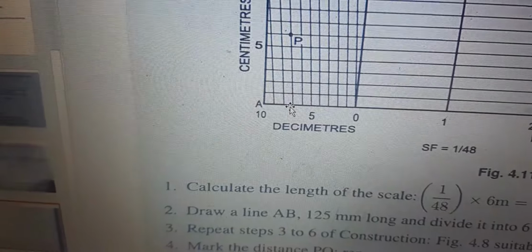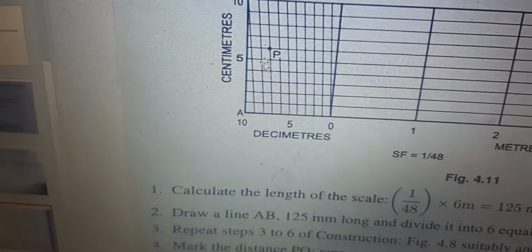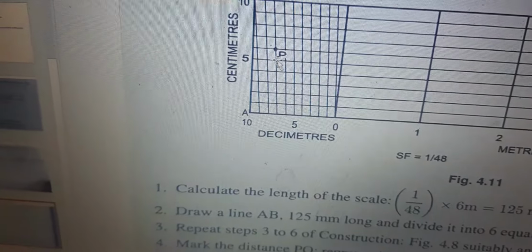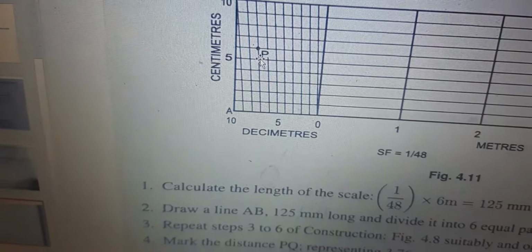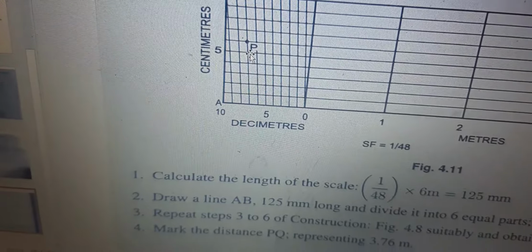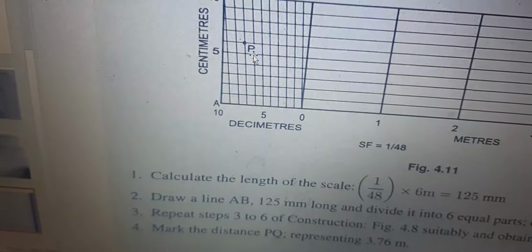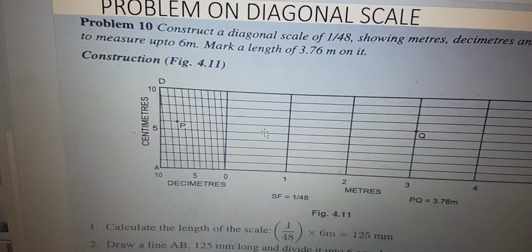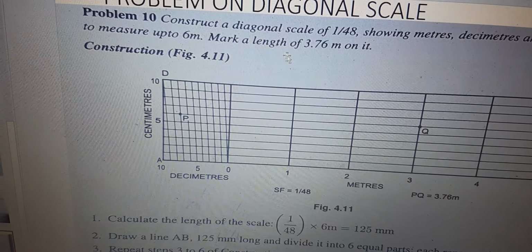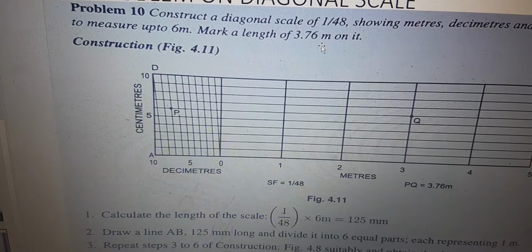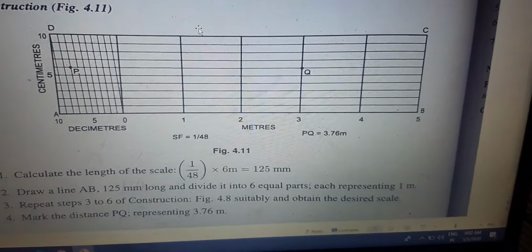On that 7th line, identify the 6th position. Here this represents the 5th position, next one is the 7th. So select the 7th line, and on that line, put one point at the 6th position as P. So now PQ represents 3.76 meters.